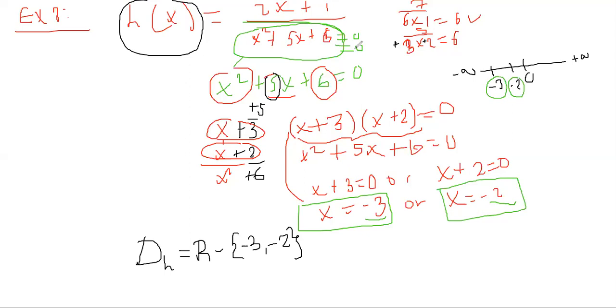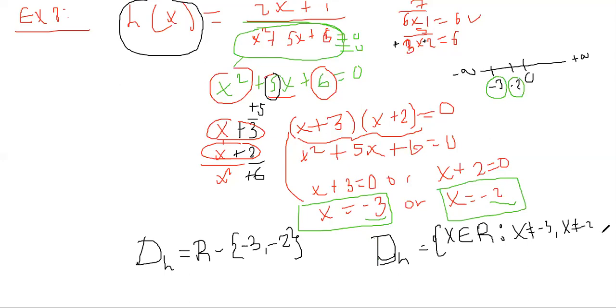In some textbooks, they can equally write it like this. The domain of function h is all the set where x takes all the values of real numbers such that x is not equal to -3 and x is not equal to -2.